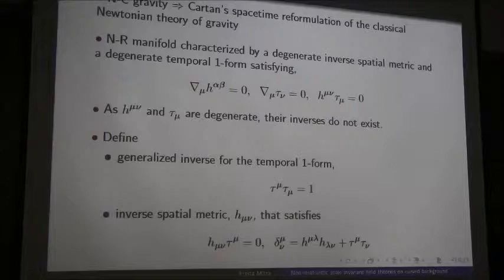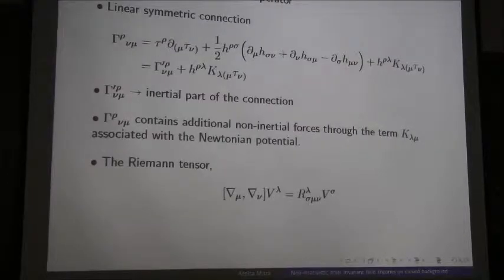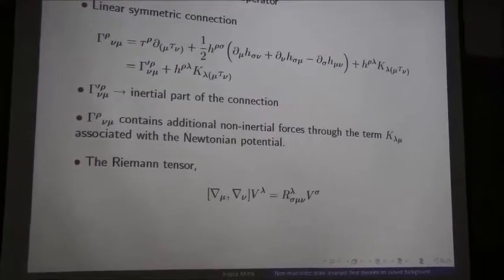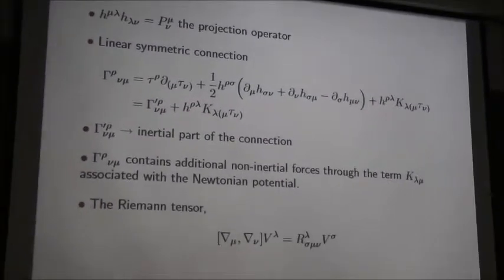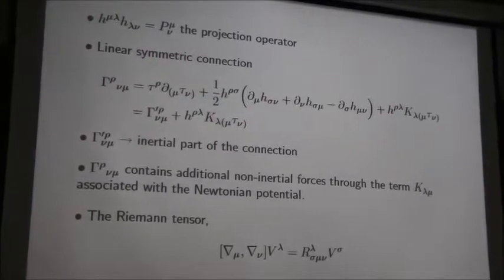For that reason, we need to define τ^μ and h_{μν} in such a way that τ^μ τ_μ equals 1, and h_{μν} τ^μ gives 0. The important thing is that here δ^μ_ν is defined in this way, which is different from the relativistic one. And the projector also has a different form compared to the relativistic one.